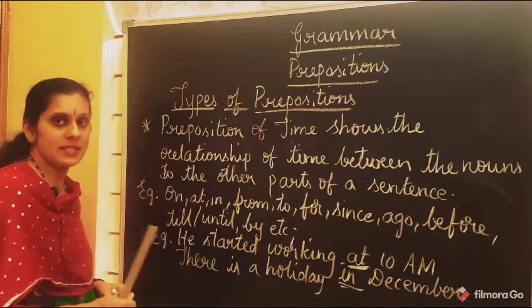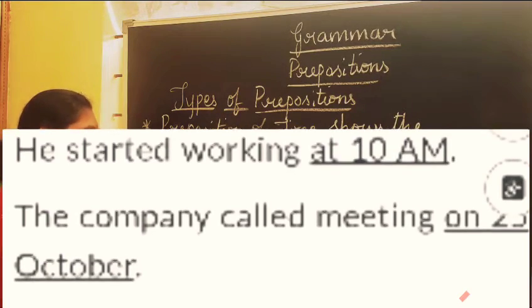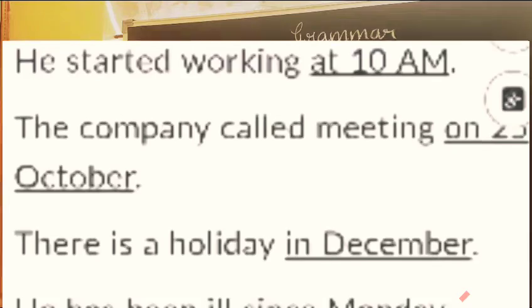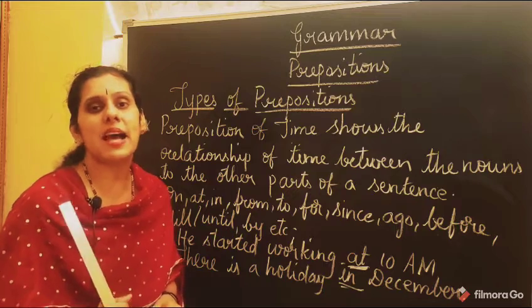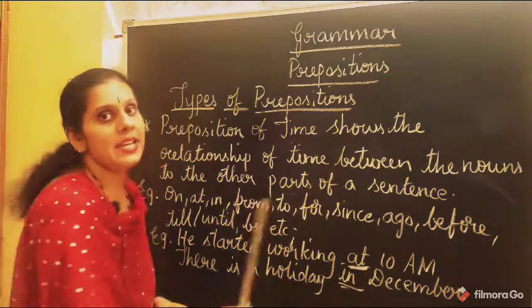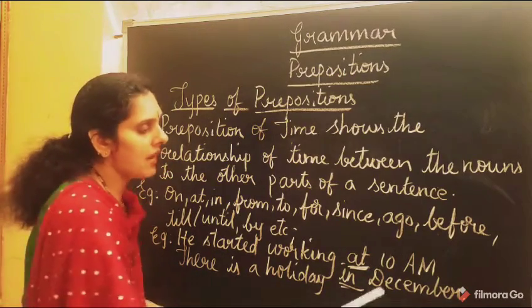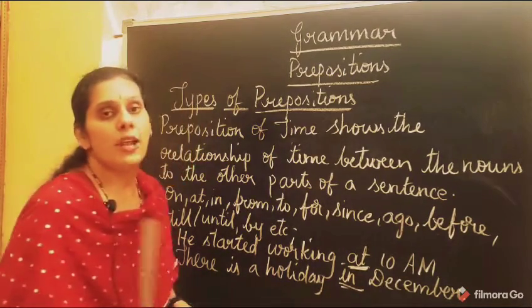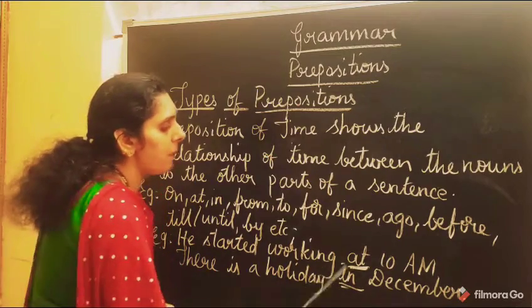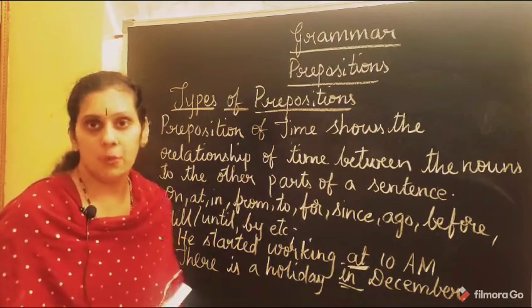Here, if you see, I have also given a sentence example. See here, he started working at 10 a.m. At what time did he start working? At 10 a.m. We are talking here about the time. What is that? 10 a.m. So when we talk about the time, we use the preposition at here. So hope you all have understood.